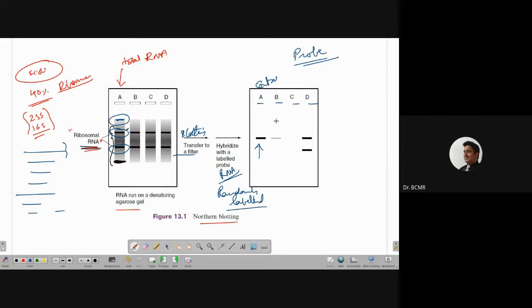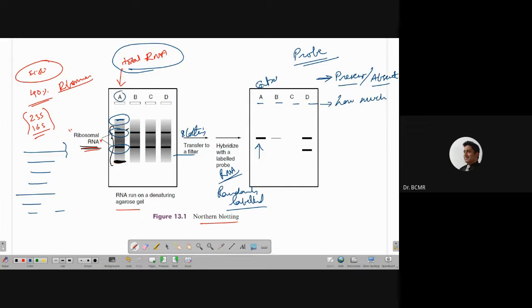Okay. So there are two things about northern blotting, as I was discussing last time too. You can tell whether it is present or absent. To start with, northern blotting is to identify if a particular RNA sequence is present in the total isolated RNA or not. So the first thing is it can tell whether the particular RNA sequence is present or not. Second thing, it can also say how much.